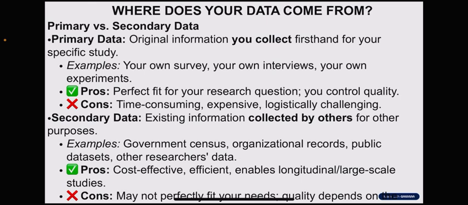So now primary data, just like we mentioned in our previous subtopic, is the original information that you collect first-hand for your specific study. It is more certified and recognized because it is coming directly from your participant and is original. Examples are your own survey, your own interviews, your own experiments, just like we mentioned before. So now let's look at the pros and cons.